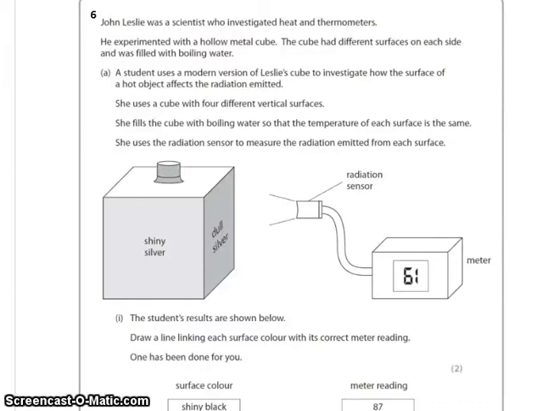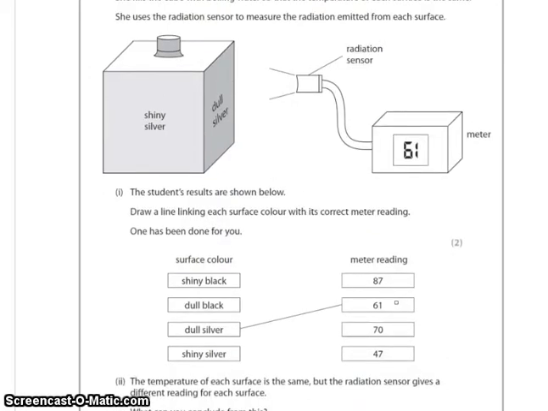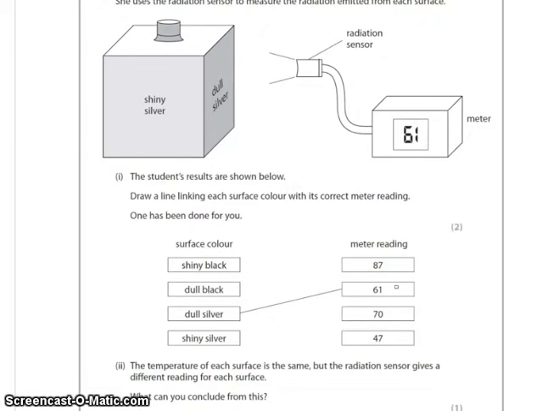So question 6, we're looking at heat flow. Now, John Leslie was a scientist who investigated heat and thermometers, and he used a hollow metal cube with different surfaces on each side, which was filled with boiling water. And then used a radiation sensor to look at how much radiation was emitted by each surface. The students' results are shown below, but you have to link each colour surface to the correct meter reading.